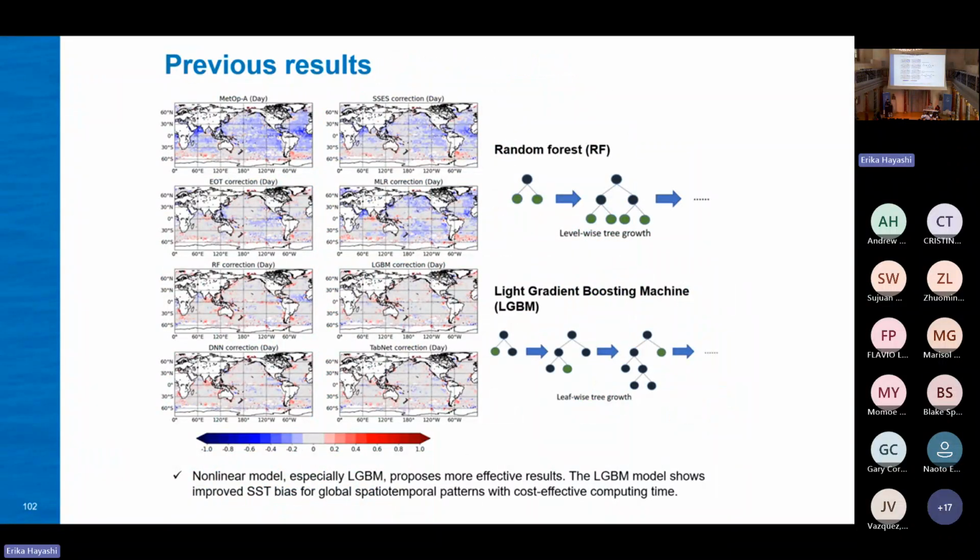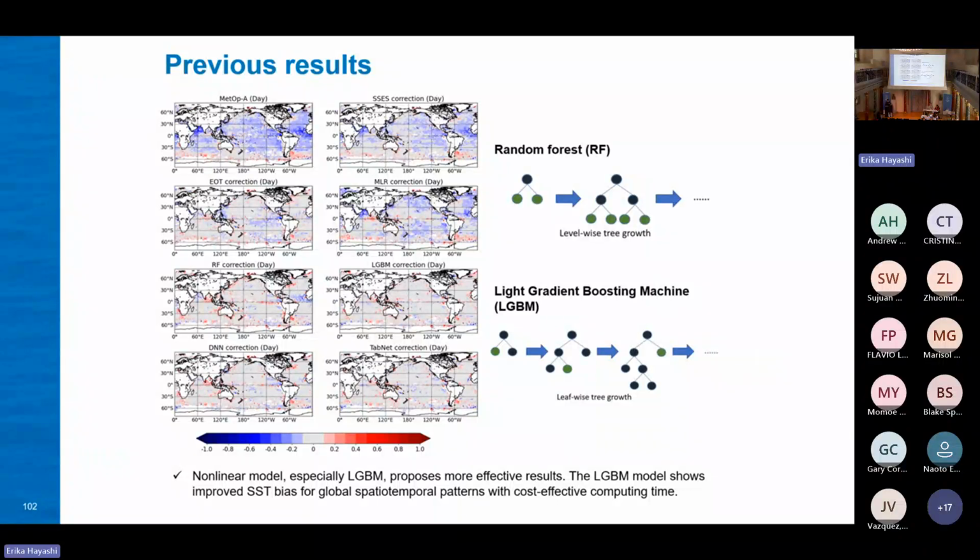This figure shows our previous result during daytime. We compared the performance of linear methods such as SSES, EOT, and multilinear regression, and nonlinear methods such as random forest, light gradient boosting machine, deep neural network, and TopNet. Okay, I'm in a hurry. The linear method provides bias improvement, but the nonlinear model, especially LGBM, provided a more effective result.